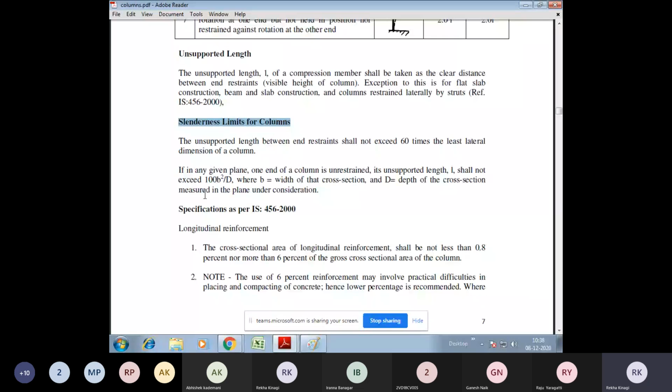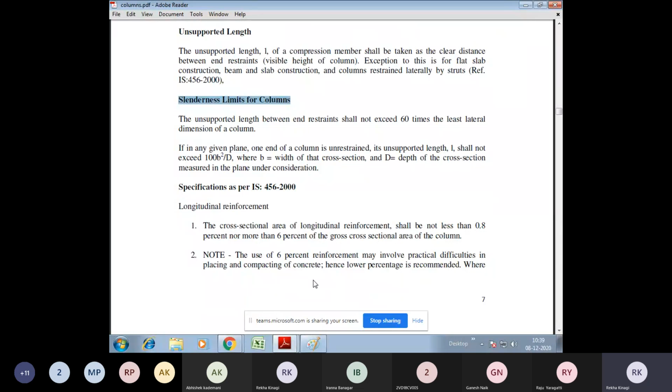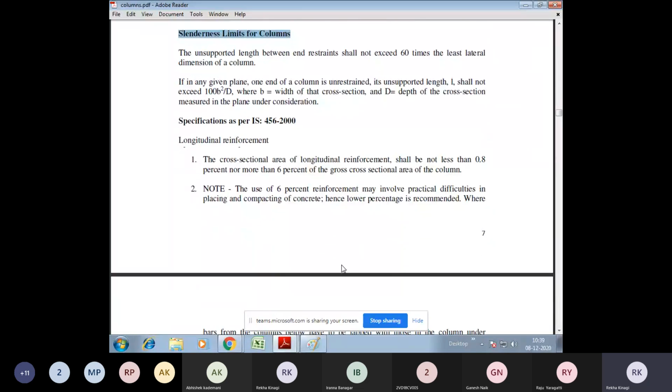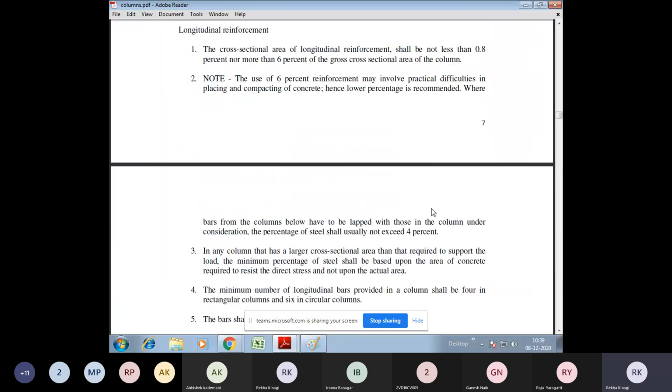According to code, the specifications as per IS 456 for the longitudinal reinforcement: the cross-sectional area of the longitudinal reinforcement shall be not less than 0.8% nor more than 6% of the gross cross-sectional area of the column. The use of 6% reinforcement may involve practical difficulties in placing, hence a lower percentage of reinforcement is recommended.